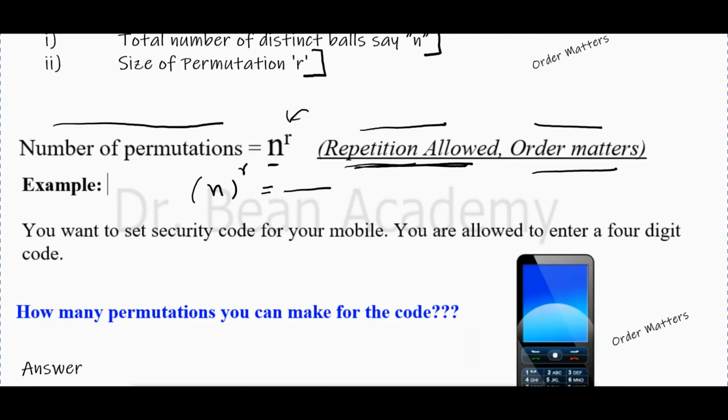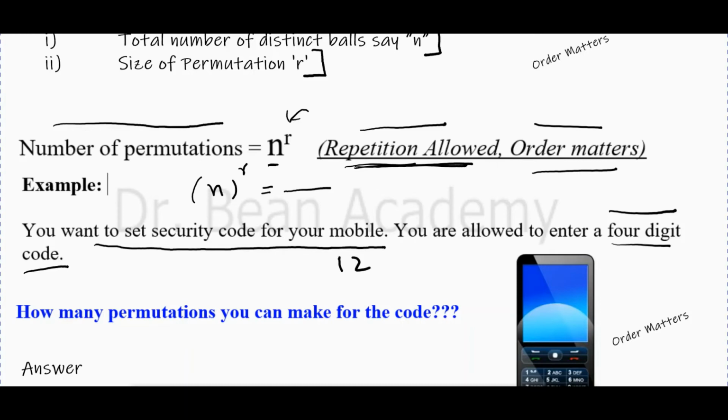So the example is, you want to set a security code for your mobile phone. You are allowed to enter a 4-digit code. So if you remember, in our old phones, we used to set a code to open the mobile phone, and there used to be restriction. For example, you can only enter a 4-digit code. You cannot have a longer code. For example, 5478910. No, you can only have 4-digit code.